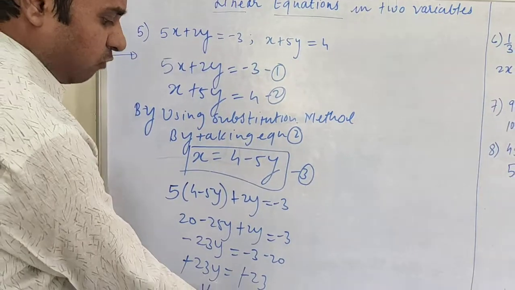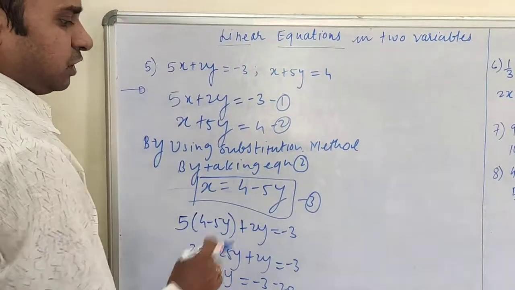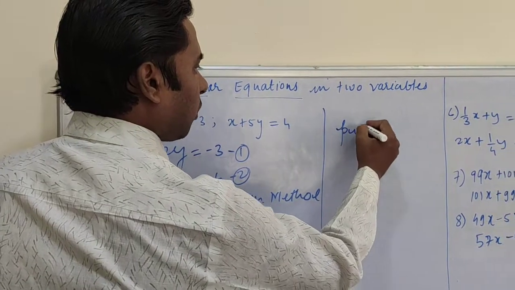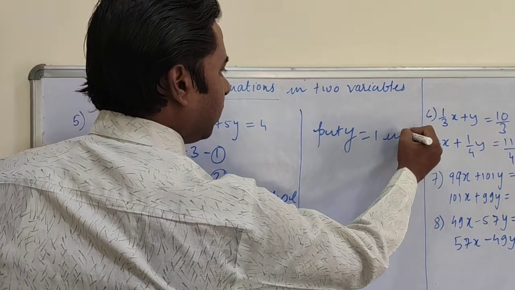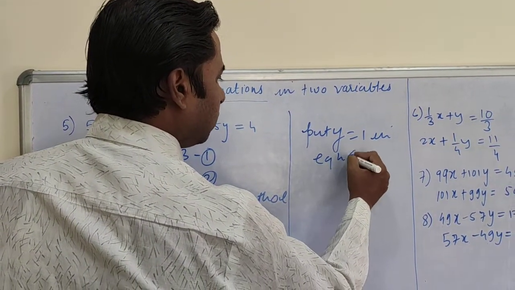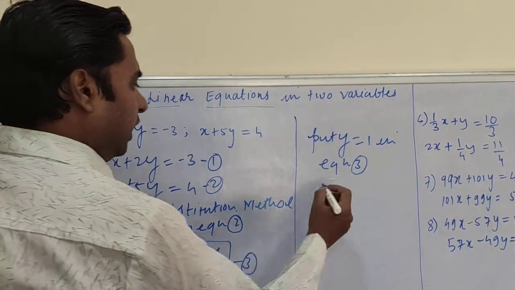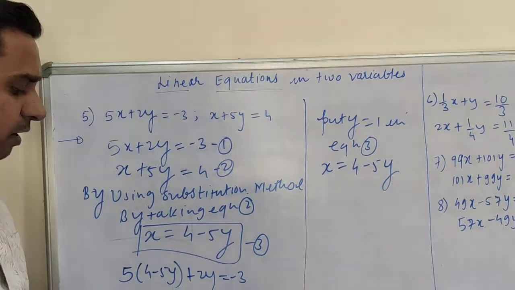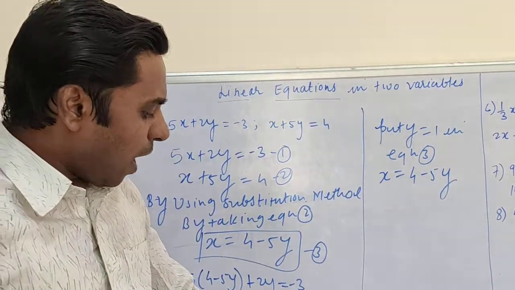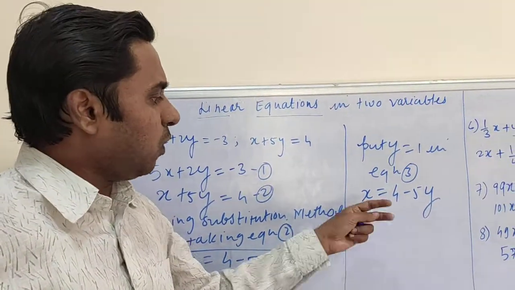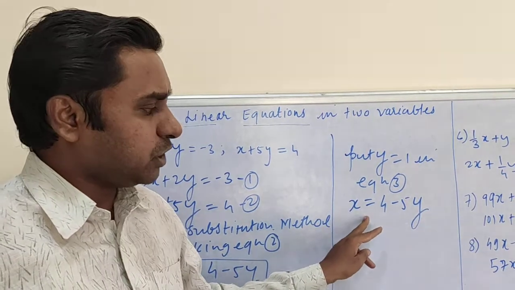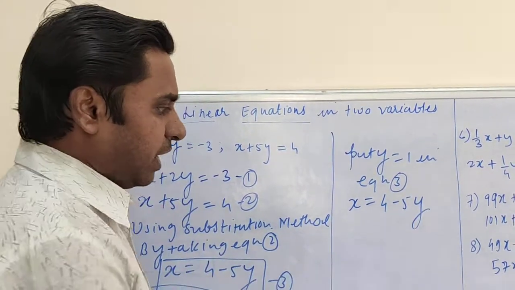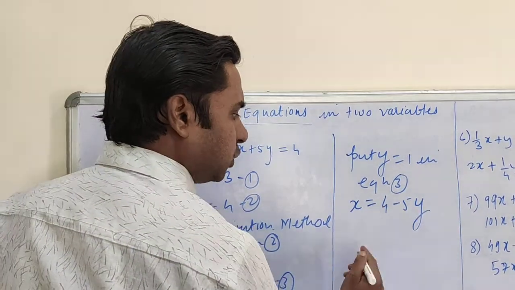Now this value of y we can substitute in equation 3. Okay. So put y is equals to 1 in equation 3. What is equation 3? X is equals to 4 minus 5y. So see here, y is equals to 1. This value I have substituted in equation 3. Equation 3 is x is equals to 4 minus 5y. Now instead of y, we have to substitute 1.